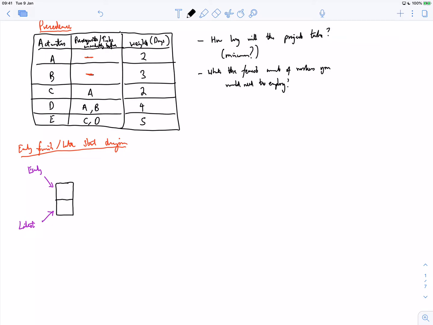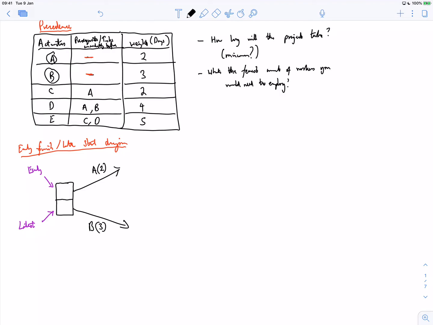So bearing in mind we've got activity A and activity B. Now the activities are not to be confused with the stages. At this stage we've got no activities done. So we can either have activity A going on, which will take 2 days, or we could have activity B going on, which is going to be 3 days.